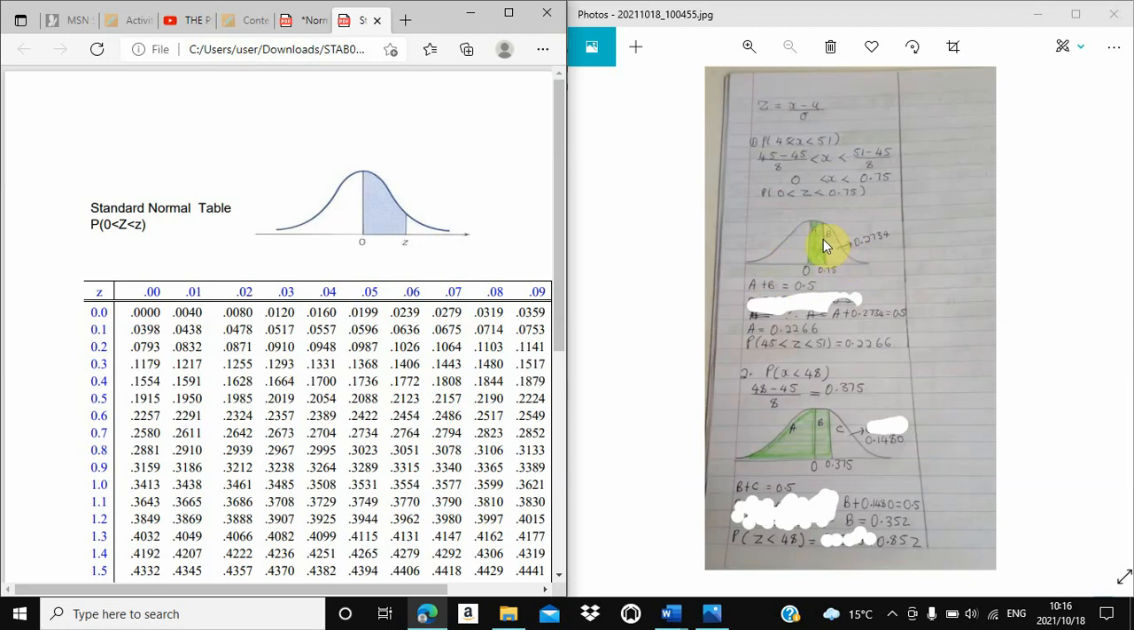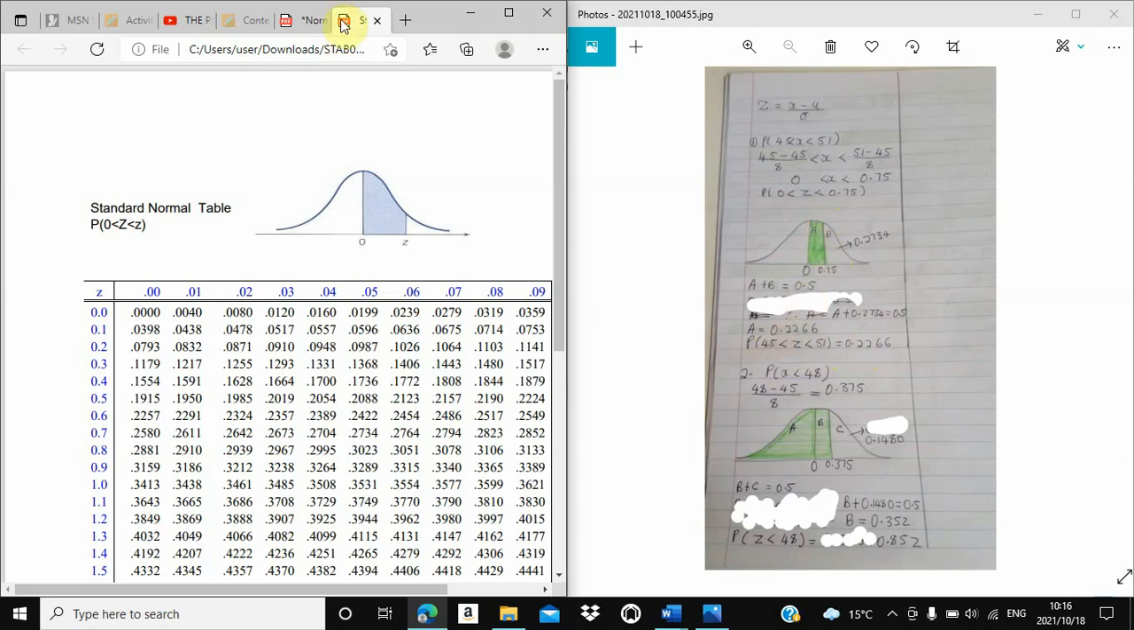That means this side, all of it, is 0.5. That's why here we said A plus B is equal to 0.5. Don't forget our B, we got 0.2734. That's why here we said A plus 0.2734 is equal to 0.5. From there, our A is equal to 0.2266. That's why we said the probability that it is between 45 and 51 is equal to 0.2266. This is the answer that they want there. This area, this shaded area.